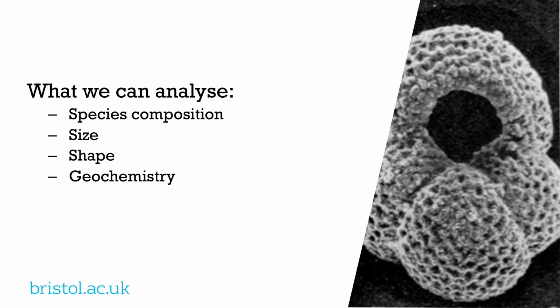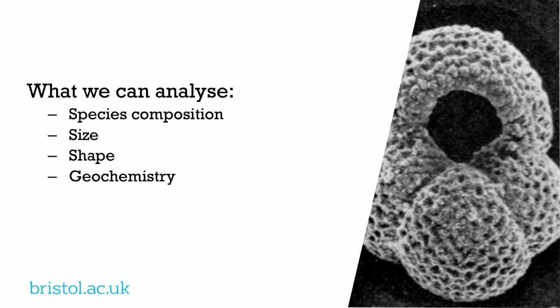So what can we actually analyse? Here I'm using foraminifera as an example. So we can look at species composition. The different species have different optimal conditions. One variable is temperature, and so understanding what types of species are in our samples can give us an understanding of the environment. We can also analyse size.